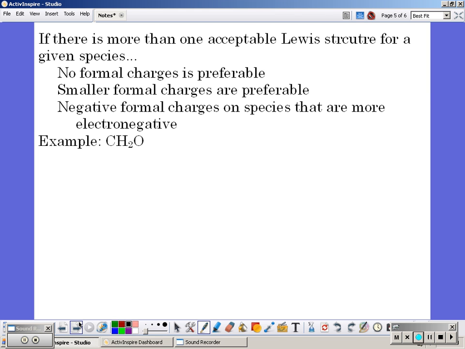So if we were to draw the Lewis structure, carbon is 4, hydrogen is 1 apiece, so that's 2, and then oxygen is 6, so that's going to be 12 valence electrons. Carbon in the middle, oxygen, hydrogen, and hydrogen. 2, 4, 6, leaving me with 6. 2, 4, 6. Whoops. So I've run out of electrons, but my carbon is not satisfied, so that means oxygen is going to be double bonded to the carbon.